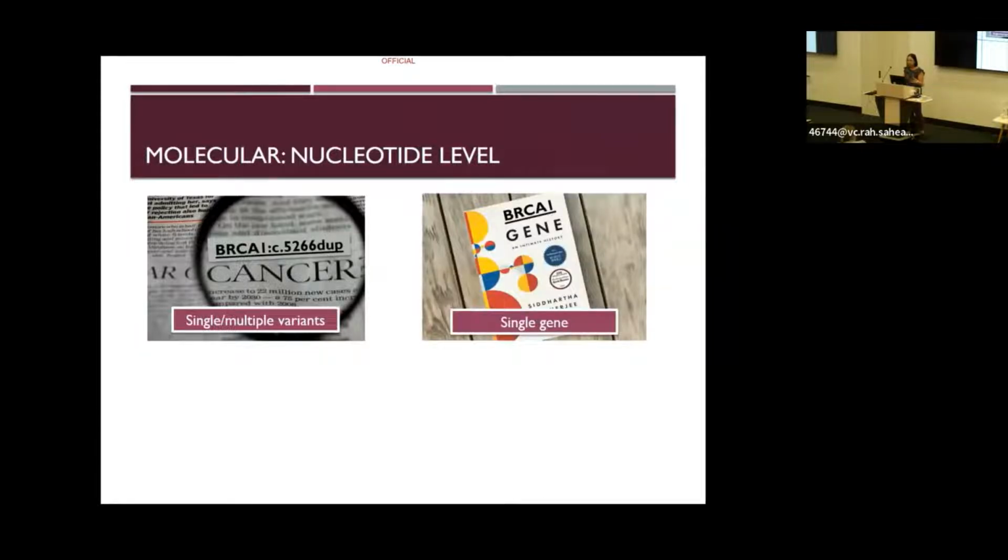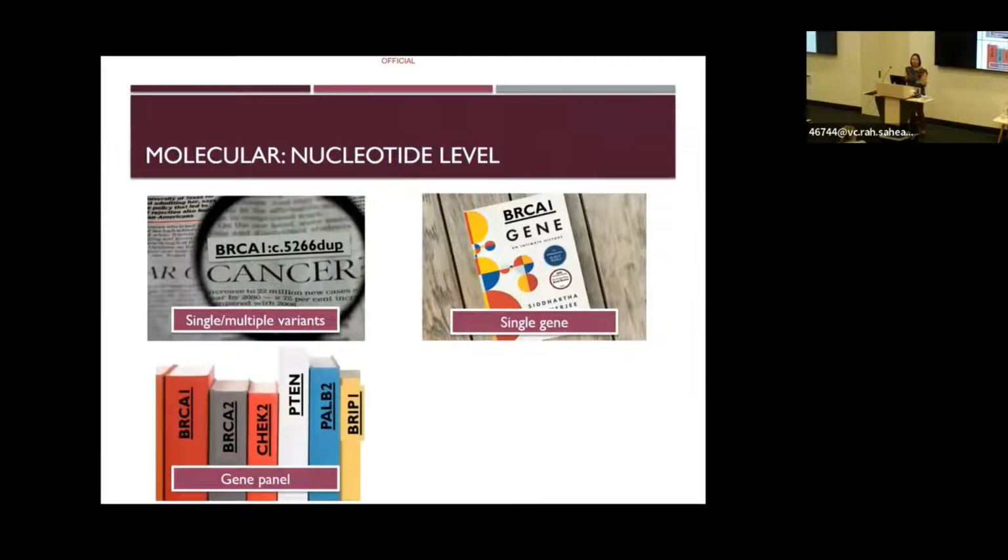Then moving on to single gene testing. So that's where we're getting the BRCA1 book and we're actually reading all the way from start to end. Any spelling mistakes, any chunks of it missing or not. Similar kind of thing with the gene panel. So what we're doing is taking all of the books off the bookshelf, in this case, that are related to breast ovarian cancer. So all of those books that are related to that topic, we're reading all of those books from start to end. Any spelling mistakes, anything that's missing from those books.